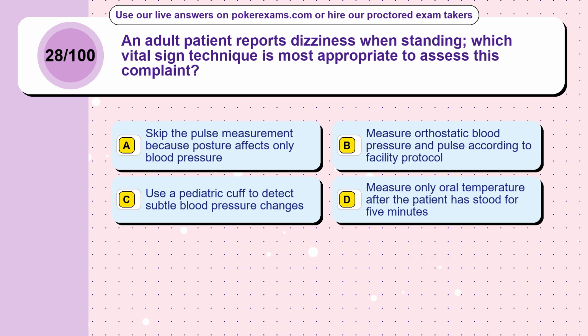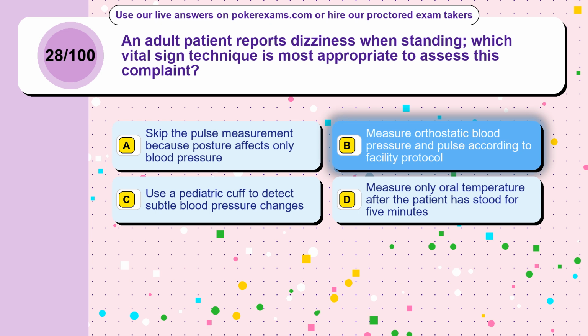Question 28. An adult patient reports dizziness when standing. Which vital sign technique is most appropriate to assess this complaint? Option A. Skip the pulse measurement because posture affects only blood pressure. Option B. Measure orthostatic blood pressure and pulse according to facility protocol. Option C. Use a pediatric cuff to detect subtle blood pressure changes. Option D. Measure only oral temperature after the patient has stood for 5 minutes.